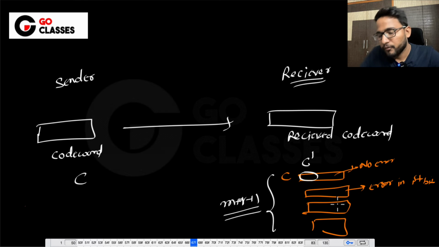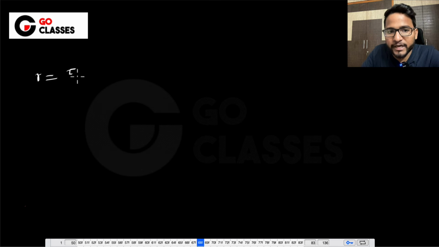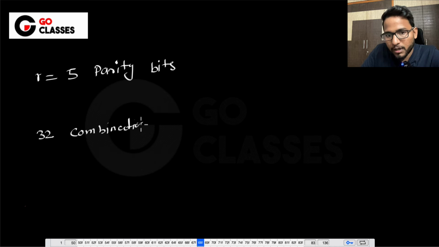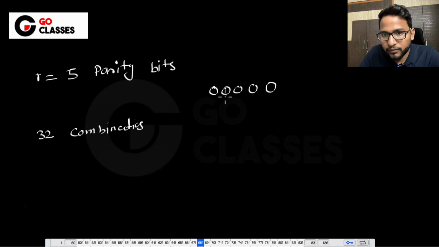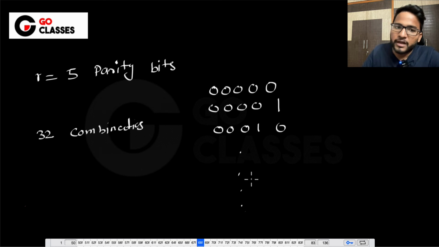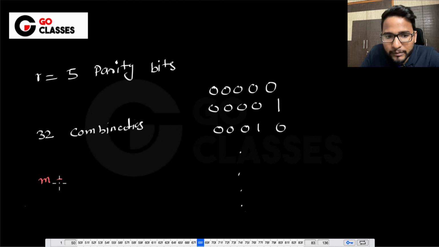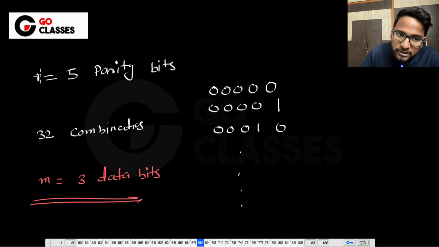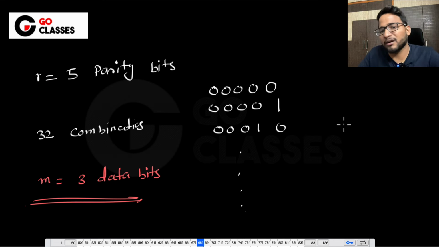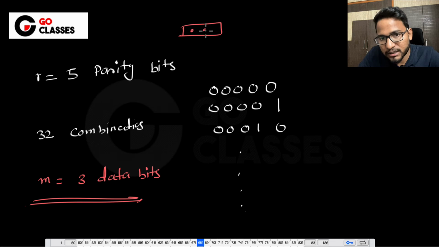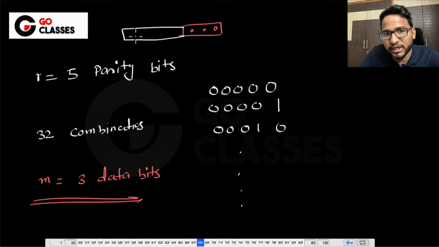For example, let's suppose you have 5 parity bits, which means you have 32 combinations with you. Now let's suppose 0 0 0 0 0 is one of the combinations, 0 0 0 0 1 is another combination, 0 0 0 1 0 another combination, like that. You have 32 combinations with you. And for a hypothetical example, let's suppose you have just 3 data bits, along with 5 parity bits.